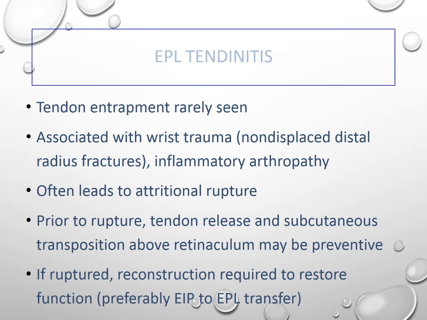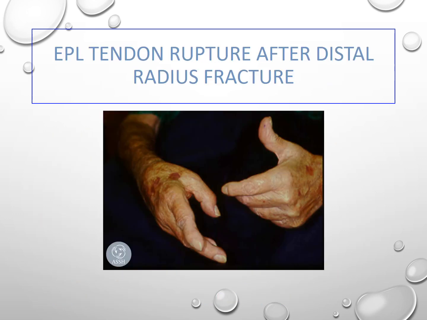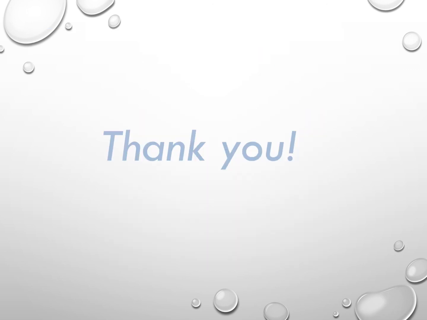If the tendon is ruptured, a reconstruction would be required to restore the function, preferably an EIP to EPL tendon transfer. And here is a picture showing the patient's left hand able to extend the thumb, but on the right hand side, the thumb is unable to extend. It's very important to make sure the hand is flat down on a table, and then ask the patient to extend the thumb or lift the thumb off the table. That is the best test in order to perform an EPL exam. Thank you.